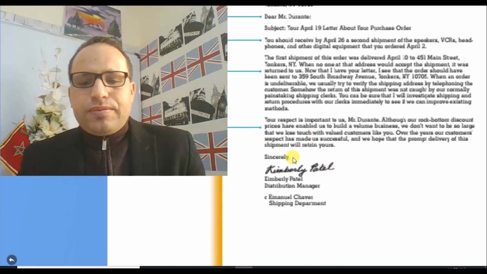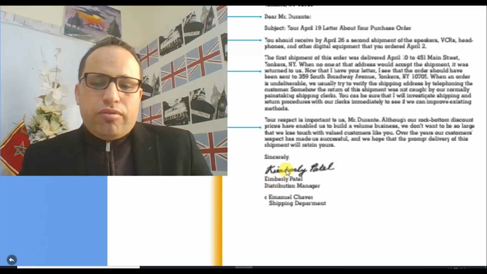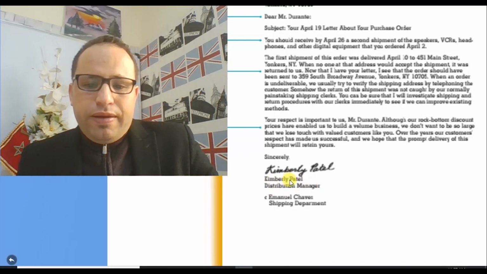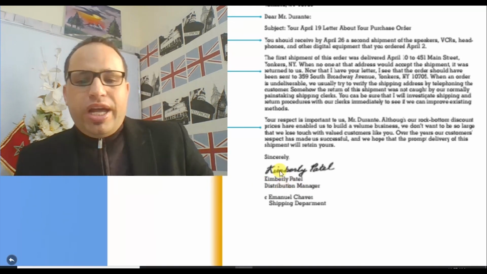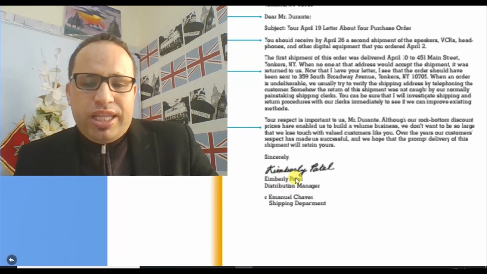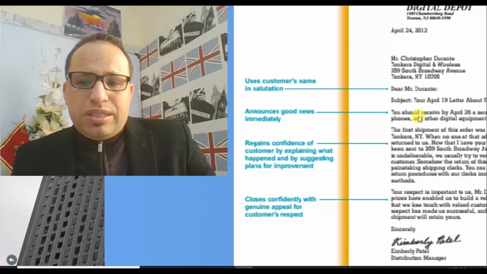And then the complimentary close, the signature block. Now, if you are writing on behalf of a company, as I said before, you need to use your name and your position in that company. Distribution manager, like here, Kimberly Patel, okay? Distribution manager. If you are writing on behalf, I repeat this, if you are writing on behalf of a company or an organization, you need to write your name in the signature block together with your position or your identification in that company, okay?